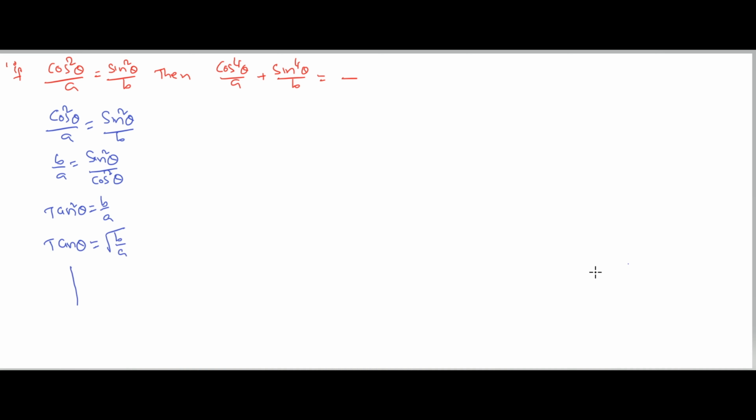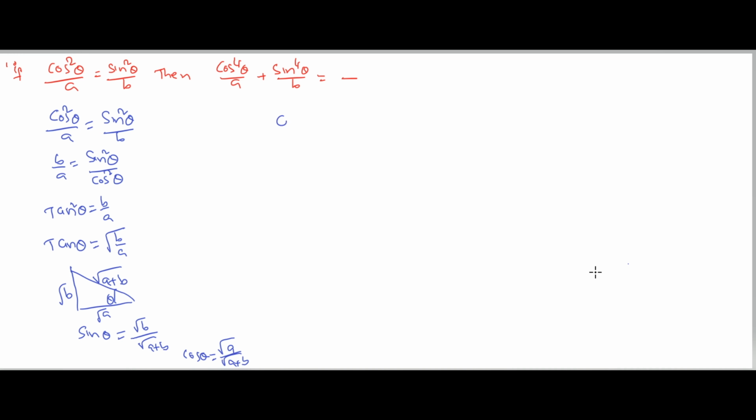Now draw the right angle triangle. This side is b and this is a, so the sides are root b and root a, and the hypotenuse is root over (a plus b). From this, with this angle as theta, sin theta is equal to root b by root over (a plus b), and cos theta is equal to root a by root over (a plus b).